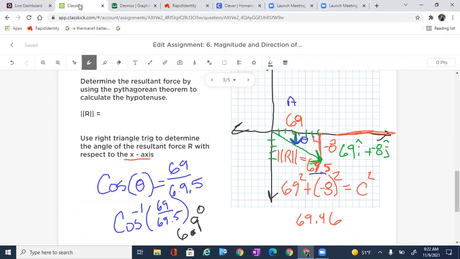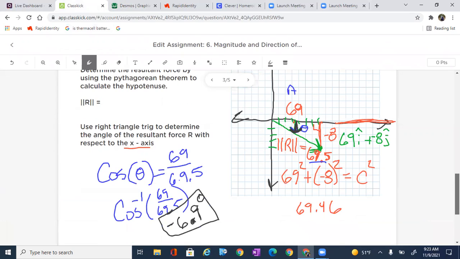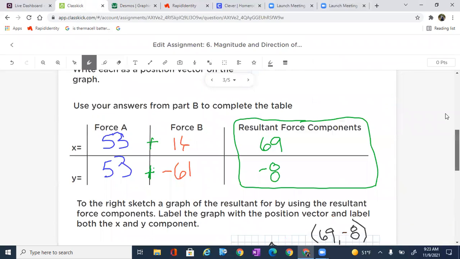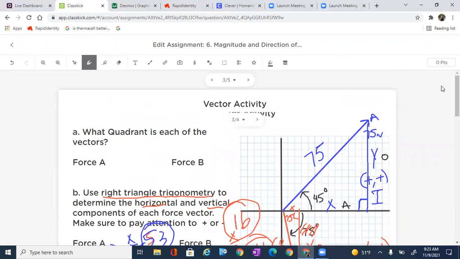With respect to the x-axis, but we'd say it's negative 6.9 because it is going in the opposite direction as we go around the quadrant. So negative 6.9 degrees with respect to the x-axis. There it is. We found the magnitude of the resultant force, and we found the angle in which it is moving in direction of the x-axis. Hopefully that helps you out in the case that you needed some extra steps in order to do this.